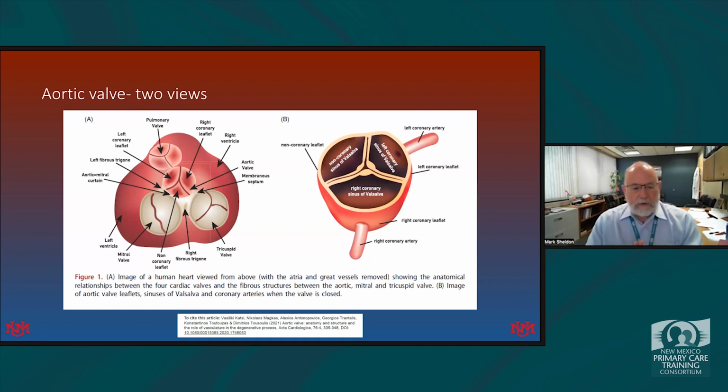So anatomy. This first slide, I think, is a good overview. The left cartoon is an example of looking at the heart with the atria and the great vessels removed. You're looking down at your own heart. So the mitral valve is here, aortic valve is here, tricuspid and pulmonary valve here. Now, if you look at the right panel, we're looking at, as if I was looking at your aortic valve, looking into your chest from the front. So anterior is here, posterior is here, the left coronary sinus, right coronary sinus, and the non-coronary sinus.